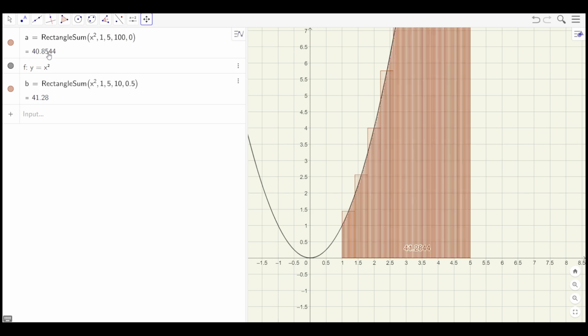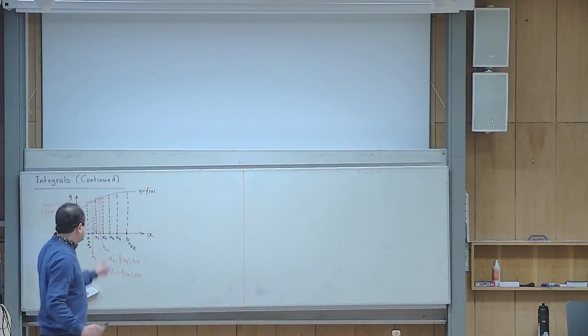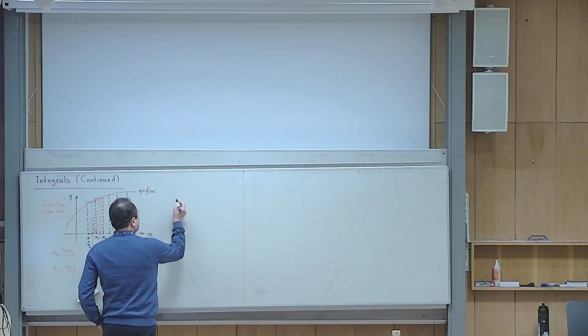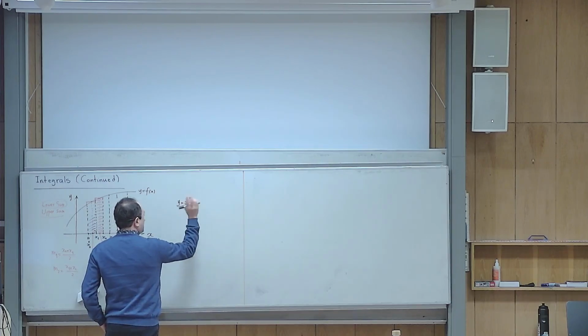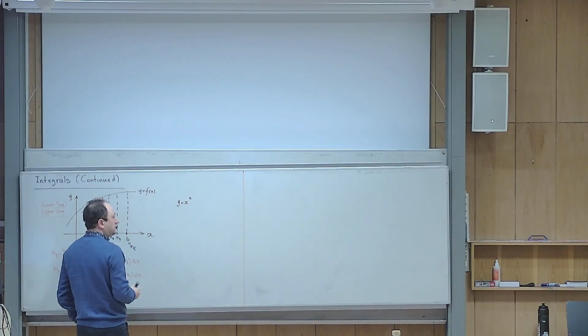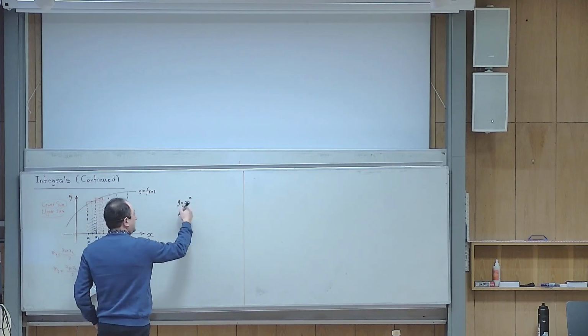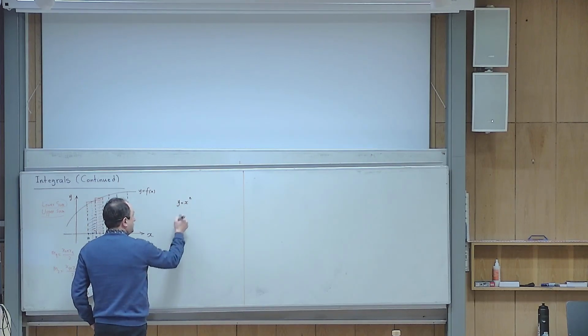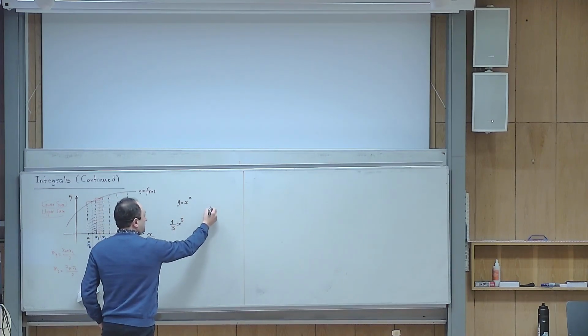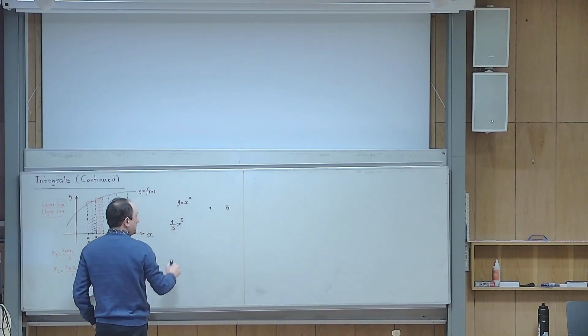You see, apparently this number, after 100 times, is reaching approximately 40. By the way, let me calculate the exact value. The function is x squared. I told you something in passing last time about Newton's formula. Newton told us that if you want to do this, you find a primitive function for this one, which is this, and then your interval is from 1 to 5 in this case. You put 5 here, you put 1 here, and subtract.